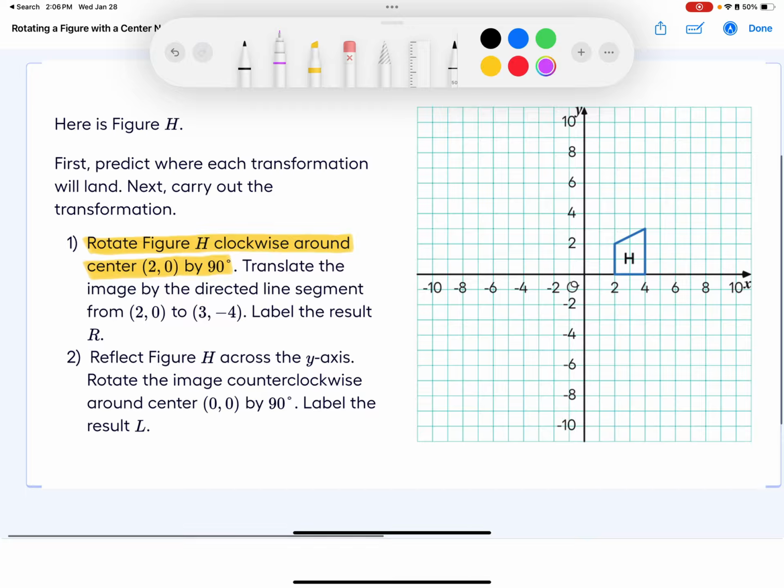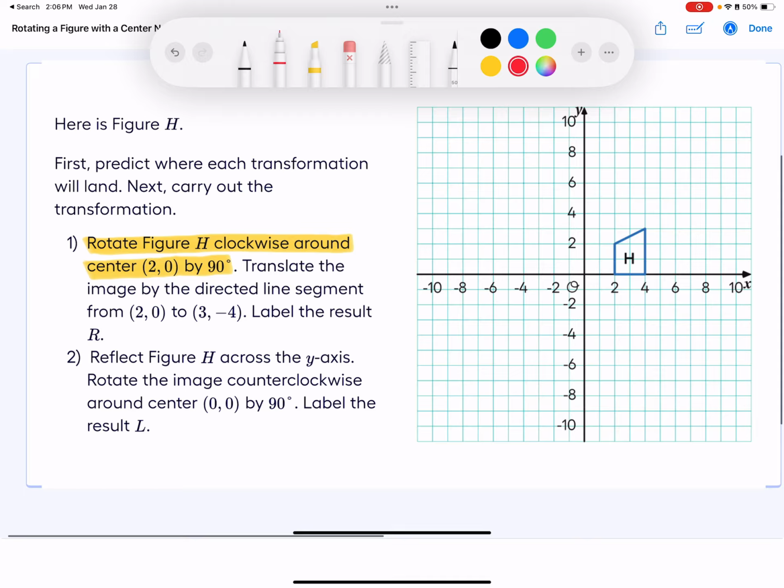So if you remember from previous lessons, when we rotate a figure, we first need to talk about which direction we're rotating, either clockwise or counterclockwise, how many degrees, and then we also need to mention the center of rotation. And so far, we've only rotated figures with the center of rotation around the origin, which is 0, 0. So we need to first remember that there are some transformation rules, and then I'll give you some steps that you need to follow in order to successfully rotate around a center that is not the origin.